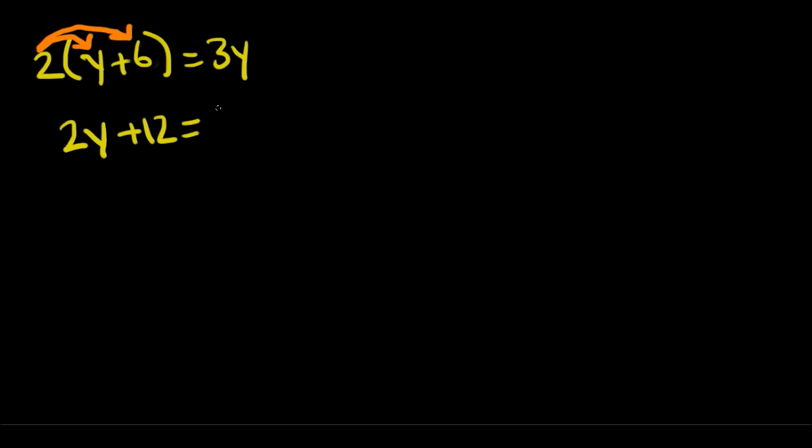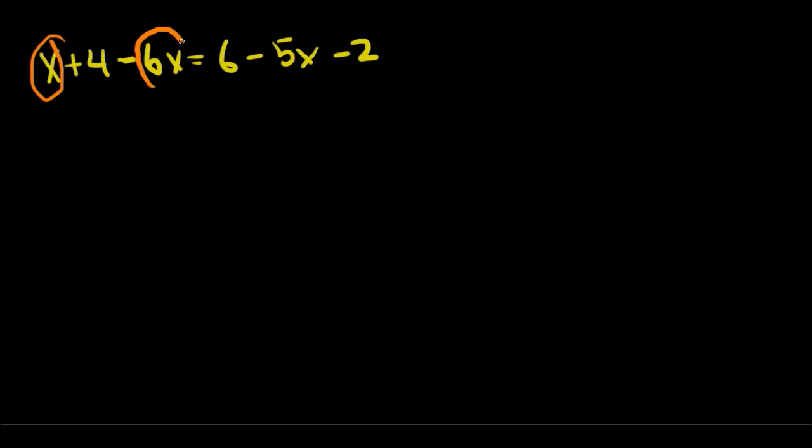equals 3y. Now we want to bring the y's to one side, so we're going to subtract 2y from both sides. The reason we subtract 2y is in order to cancel out the 2y on the left side. 2y minus 2y equals 0, so we're left with 12 equals 3y minus 2y, which is 1y. And because we only have 1y, y equals 12.